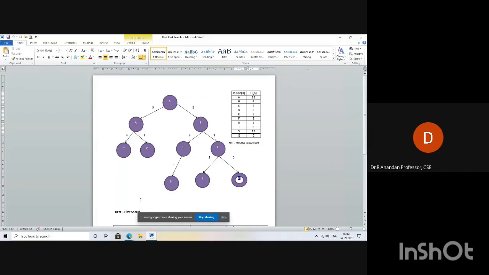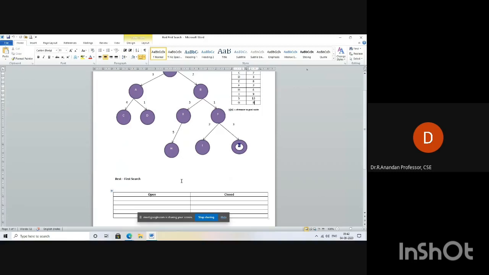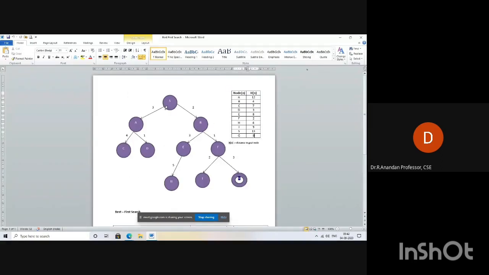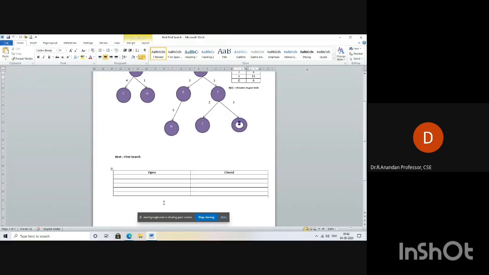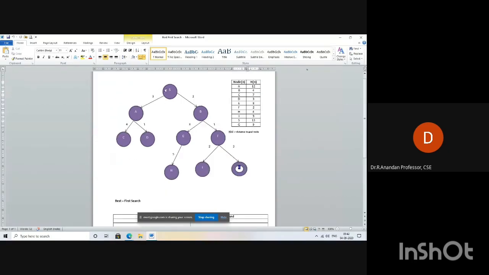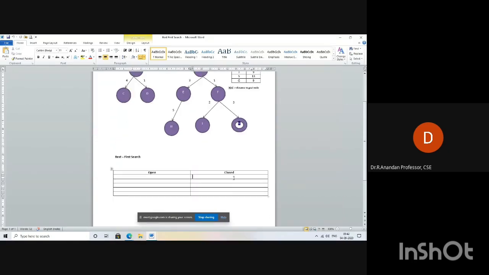Okay. Now can we see the solution part? What is best first search and how are we going to solve this one? Okay, this one is very important. If you have any doubt, please ask me. Now, I am starting from the source node. I have to put a table like this one, open and close. Open means open nodes, close means closed nodes. Here S is closed, so I am writing S here.